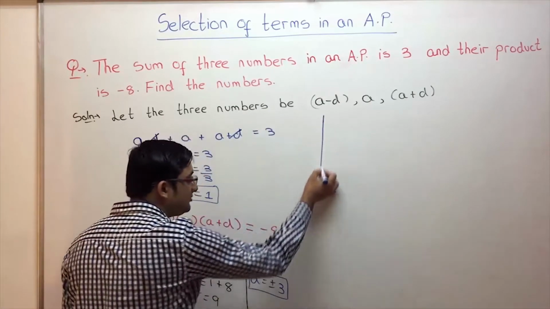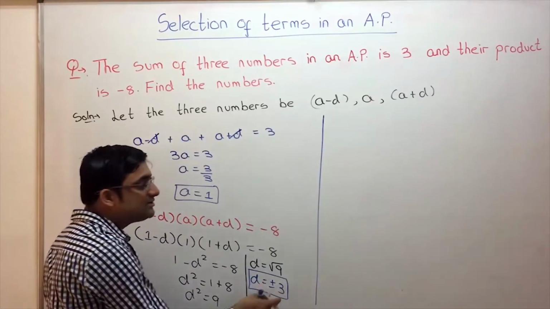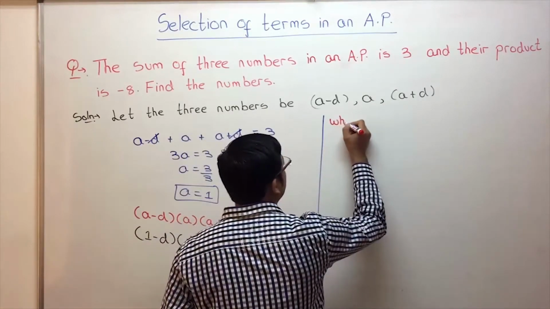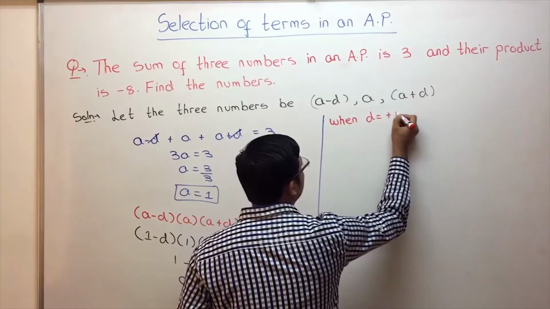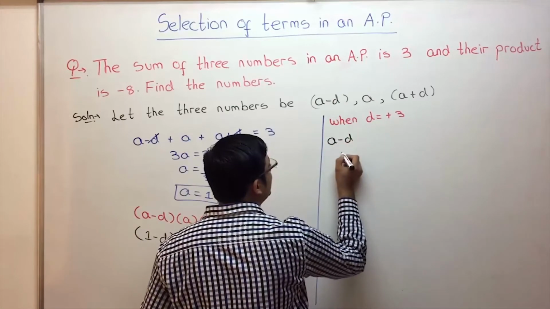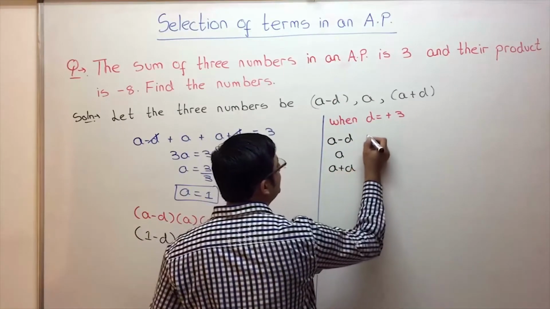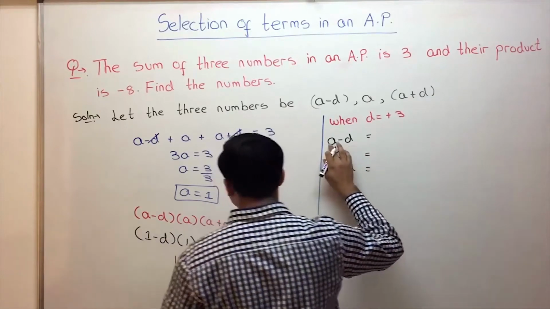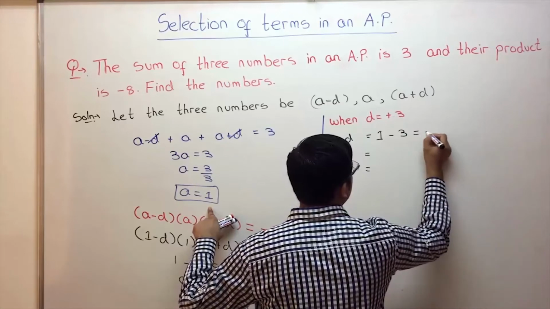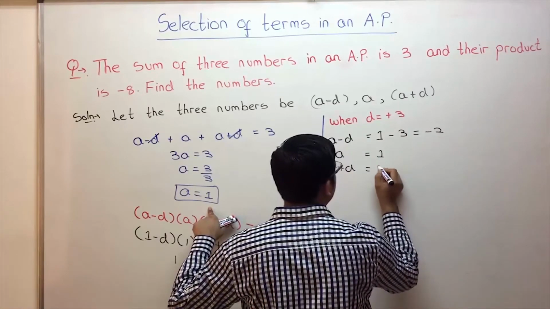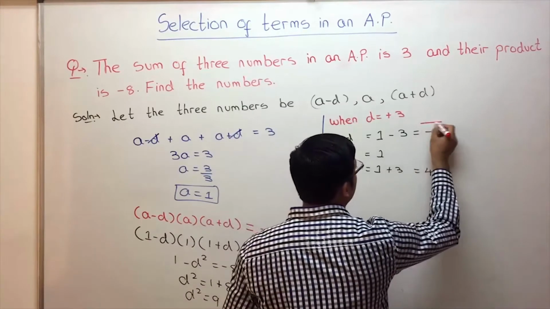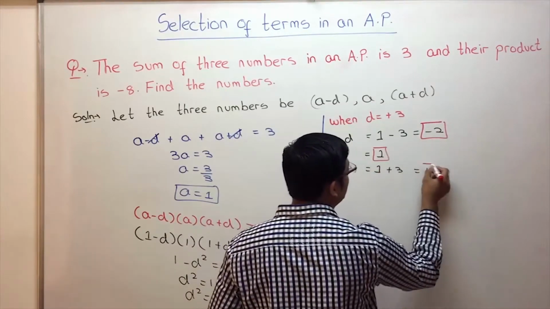So now let's get the three terms. Now the two values of D, plus 3 and minus 3. First I'll write over here the heading, when D is equal to plus 3. What are the three numbers? The three numbers are A minus D, A and A plus D. So let's plug in the values. A is basically 1. So 1 minus D, that is 1 minus 3, that is -2. A, that is 1. A plus D, so 1 plus 3, that is 4. So the three numbers are -2, 1 and 4.